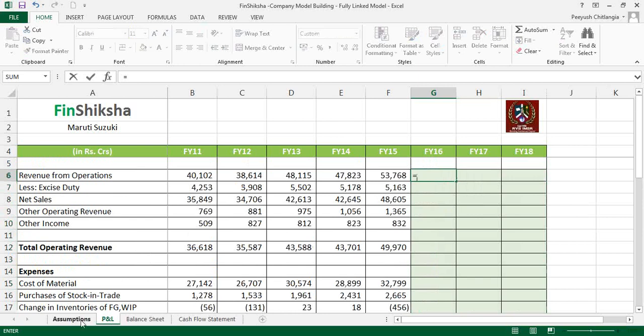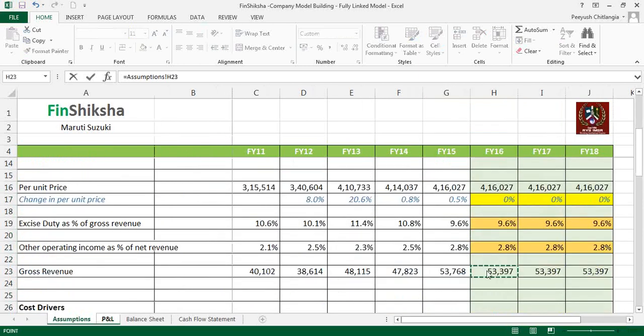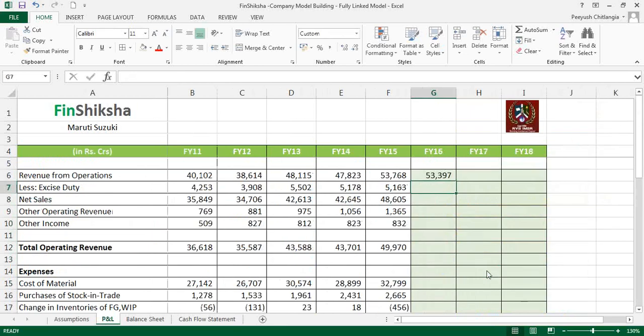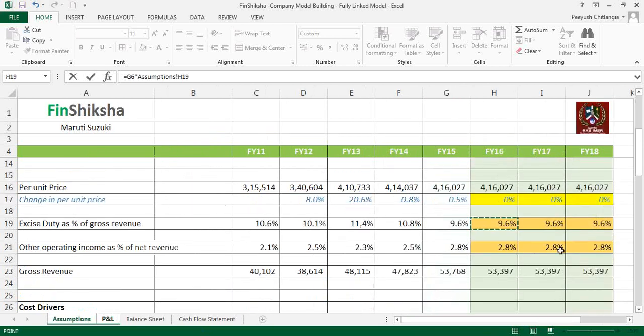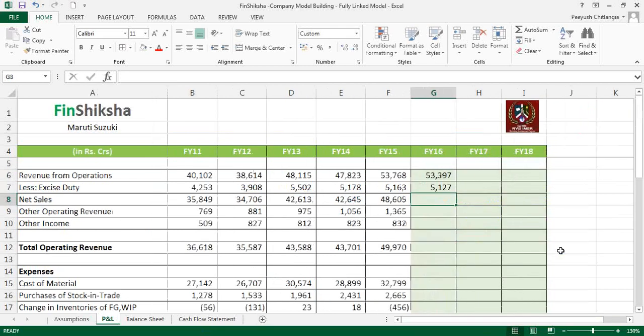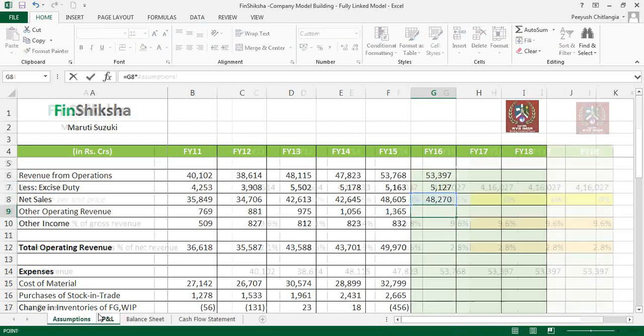What is the gross revenue? We had calculated the gross revenue here, 53,397, right? Excise duty is 53,397 multiplied by 9.6%. Correct? For that year, we have assumed a 9.6% number. That's my excise duty, which gives me the net sales, which is gross sales minus excise duty, right? I will select this entire thing, format it once.